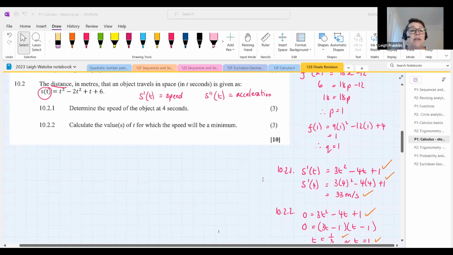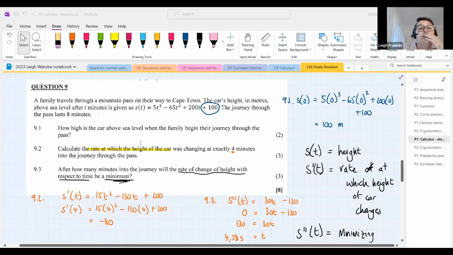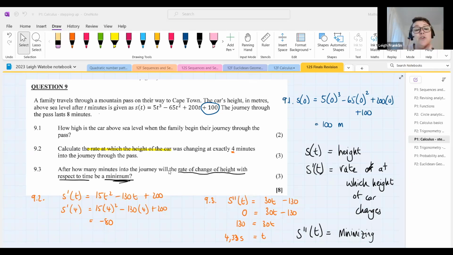So this is another question that I did with the other class. If you have a look at this one. So a family travels through a mountain pass on their way to Cape Town. The car's height in meters above sea level, after T minutes is given as this. The journey through the pass lasts 8 minutes. So how high is the car above sea level when the family begin their journey through the pass? Calculate the rate at which the height of the car was changing at exactly 4 minutes into the journey through the pass. And then the last question, after how many minutes into the journey will the rate of change of height with respect to time be a minimum? Okay, so there you go, Cheslin.